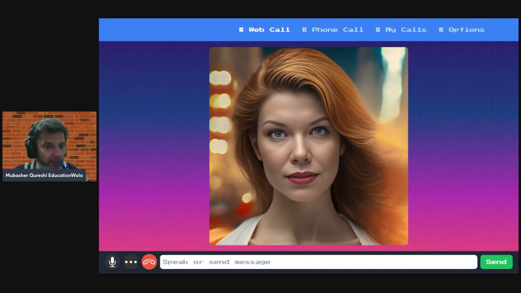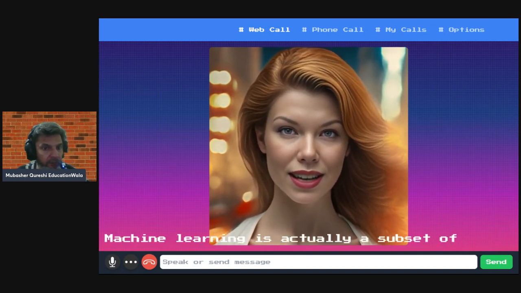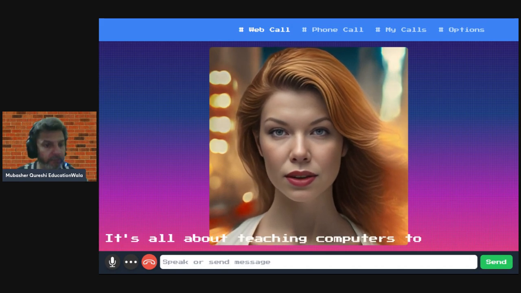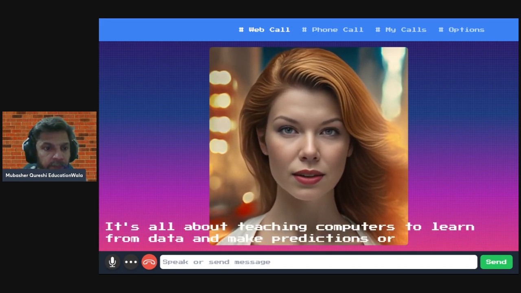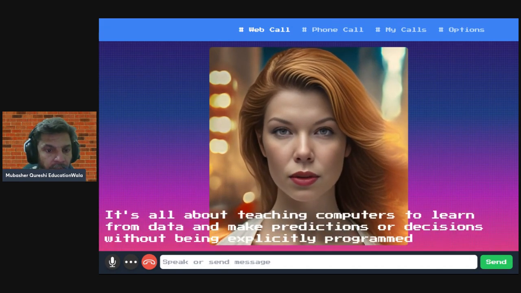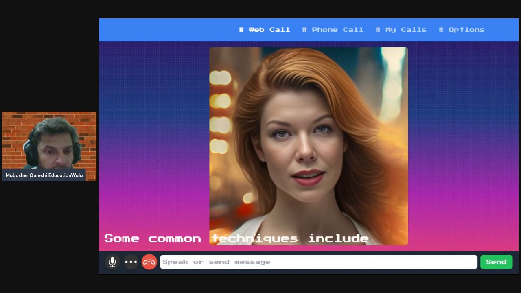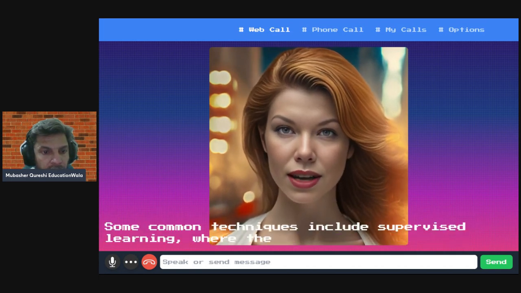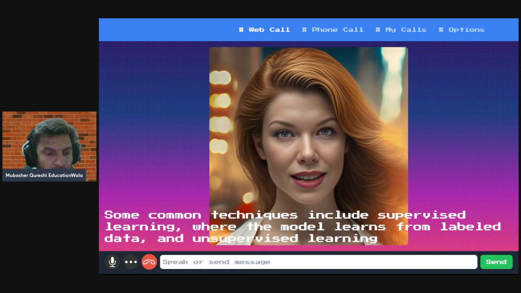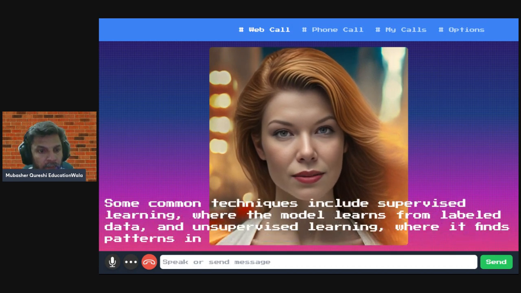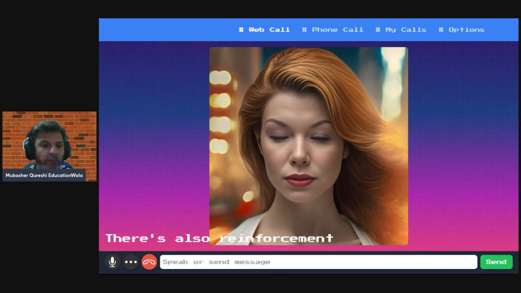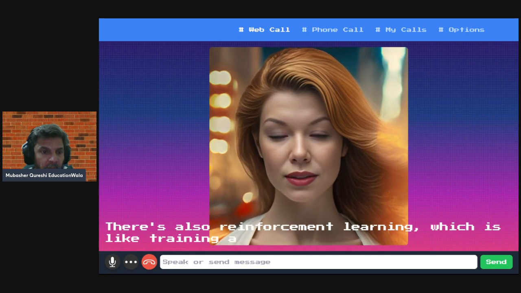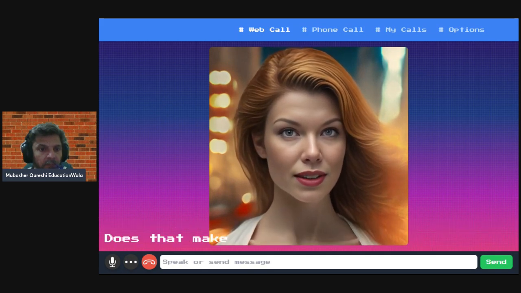Awesome question. Machine learning is actually a subset of AI. It's all about teaching computers to learn from data and make predictions or decisions without being explicitly programmed. Some common techniques include supervised learning, where the model learns from labeled data, and unsupervised learning, where it finds patterns in unlabeled data. There's also reinforcement learning, which is like training a pet with rewards. Does that make sense?